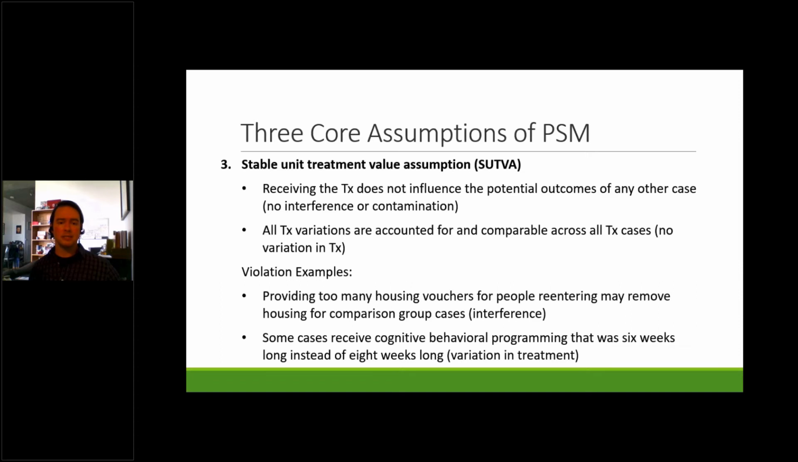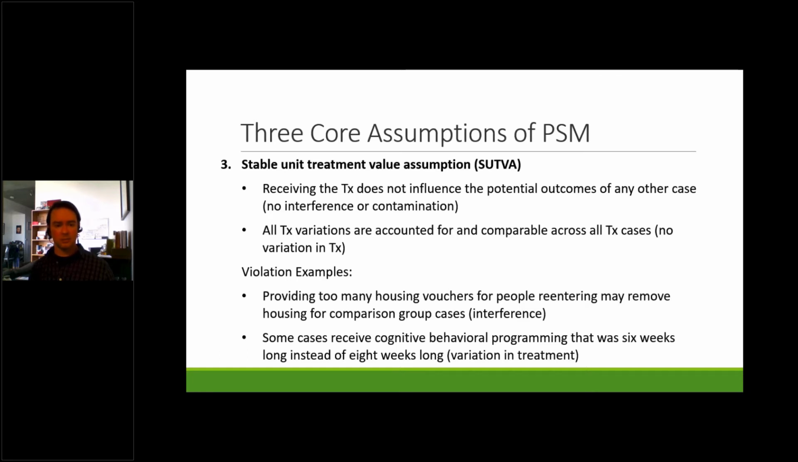The third assumption is the stable unit treatment value assumption, or SUTVA. This assumption states that whether or not a case receives the treatment does not influence the potential outcomes of any other case. So in other words, there's no interference or there's no contamination. Furthermore, all treatment variations are accounted for and comparable across all treatment cases. So there's no real variation in the treatment.